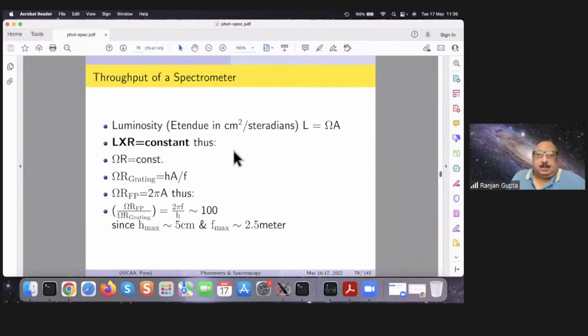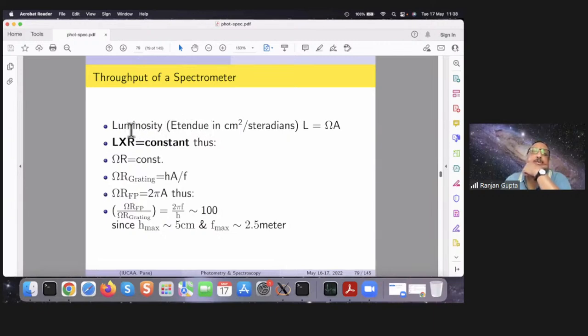So this is another very important thing, not normally discussed in spectroscopy lectures. It's called L cross R, that is luminosity and resolution is a constant. This whole concept was introduced by a French astronomer. In French, this quantity is called étendue, which in units of centimeter squared radian is area times solid angle. This omega is a solid angle and the area is the accepting area of the spectrometer, not the telescope, because the telescope area has already been brought down to the parallel section, if you remember.